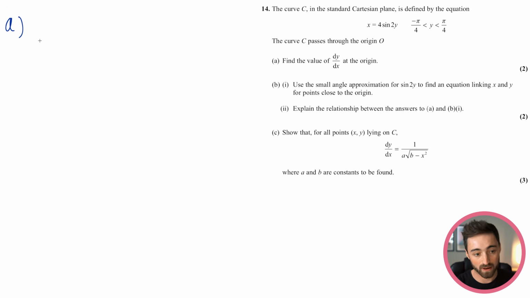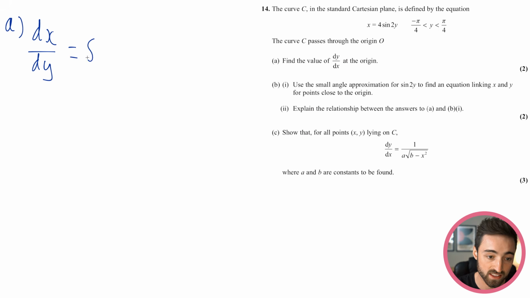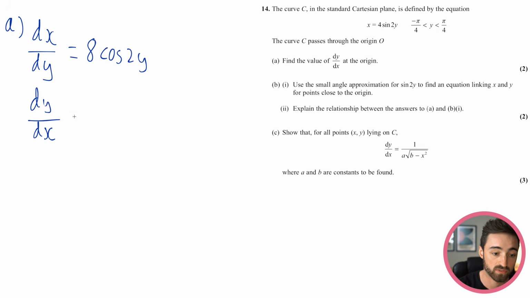But luckily it's not too bad, because we just do dx by dy equals, and then once we have that, we just do 1 over it. It turns out derivatives kind of behave like fractions, which is just good news, isn't it? So how we're going to differentiate 4 sine of 2y. 2 is going to come out to the front, giving me 8, and then the sine is going to go to cos. So simply, dy by dx is just going to be 1 over this. Not too bad at all.